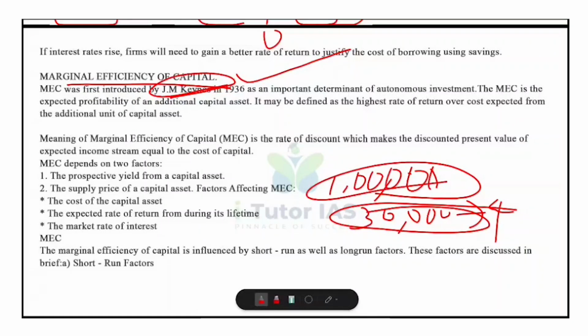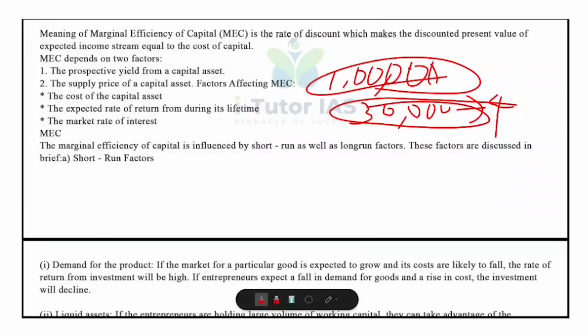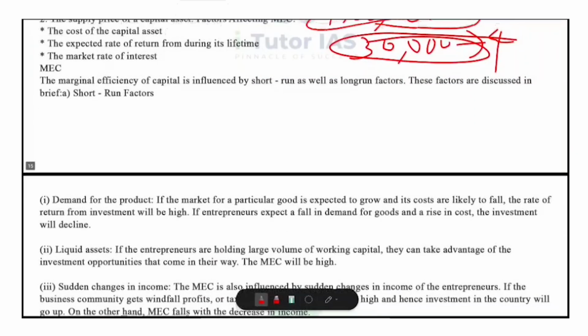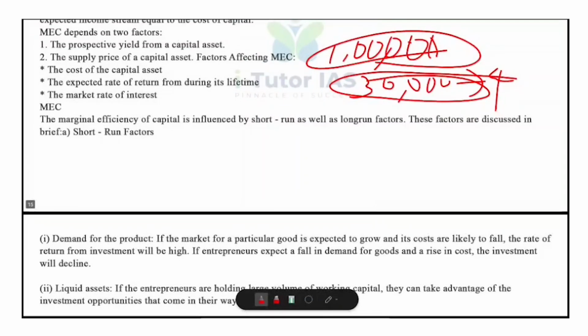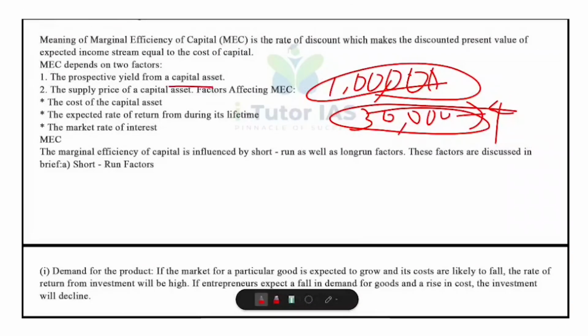And what are the two main determinants of MEC? First one is prospective yield and the second one is supply price. Prospective yield means expected income from the asset during its life, and supply price is the cost of the asset. Now, what are the factors affecting the MEC? First one is cost of capital asset. Higher cost increases or reduces MEC? Yes, it will reduce MEC.